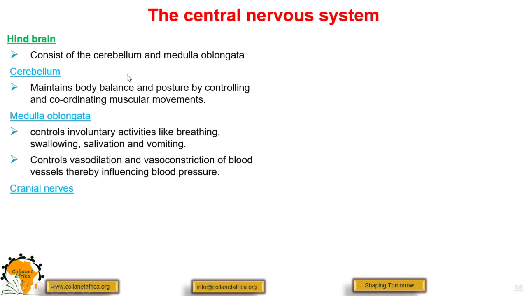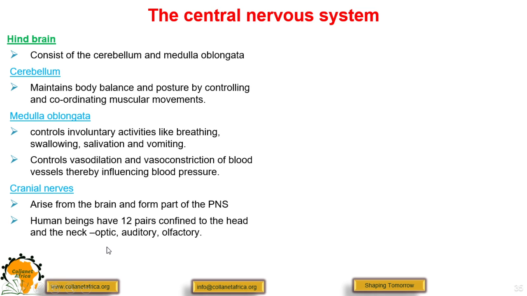We are done with the brain. We want to look now at the cranial nerves as part of the central nervous system. These cranial nerves arise from the brain and form part of the peripheral nervous system. In human beings, there are 12 pairs confined to the head and the neck region. So the neck has what we call the optic, the auditory, and the olfactory nerve. We have another type of cranial nerve called the vagus nerve, and this one innervates the heart, the lungs, and the gut, or the digestive system.